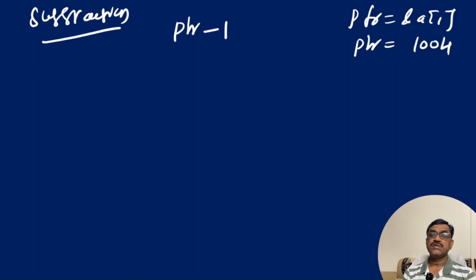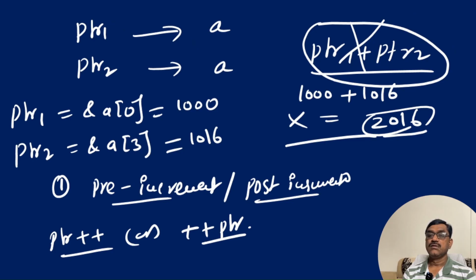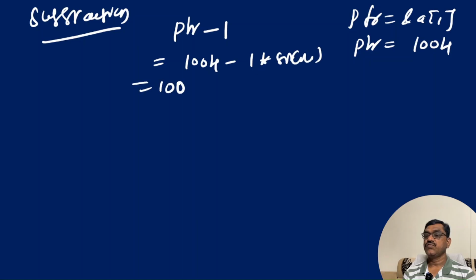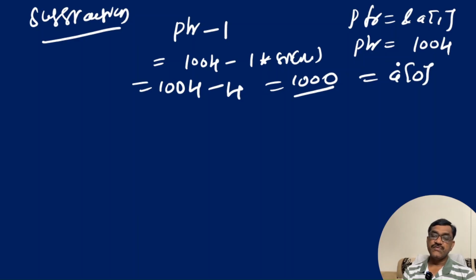As per the previous example we have taken, ptr equals 1004. ptr minus 1 in the sense that ptr is 1004 minus 1 times the size of an integer. That means 1004 minus 4, so we get 1000. That means from the location A of 1, we are moving to A of 0. We are moving to the previous location. This is about subtracting an integer from a pointer.